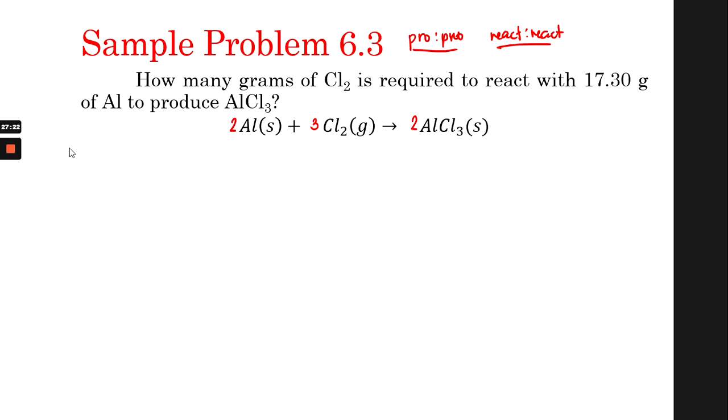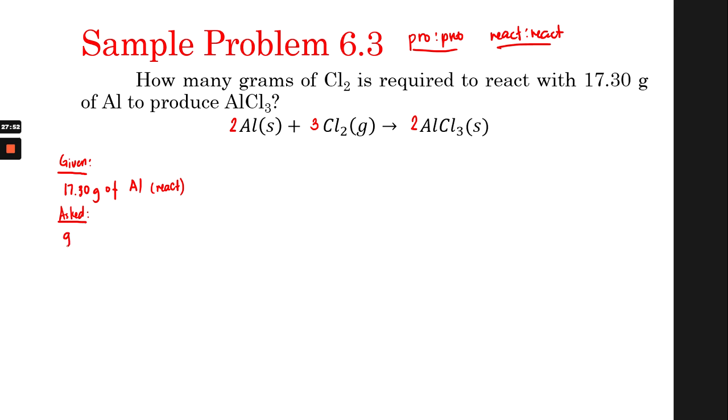After balancing your equation, let's write our given. We are given 17.30 grams of aluminum. As we know, this is our reactant. And what it's asking is how much chlorine, or Cl2, we need in order to fully react 17.30 grams.